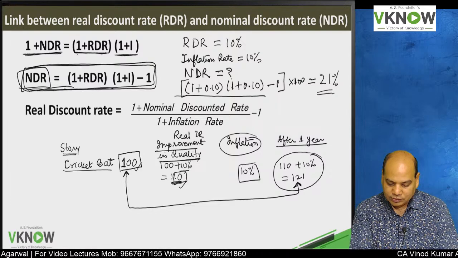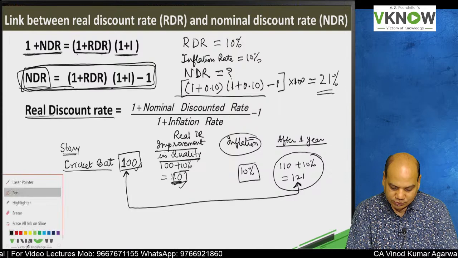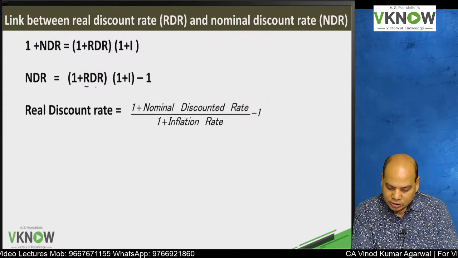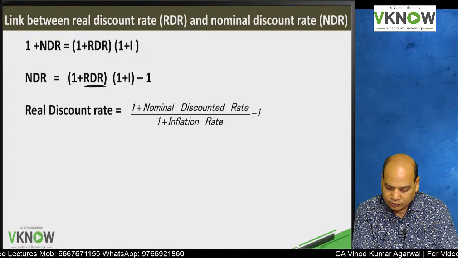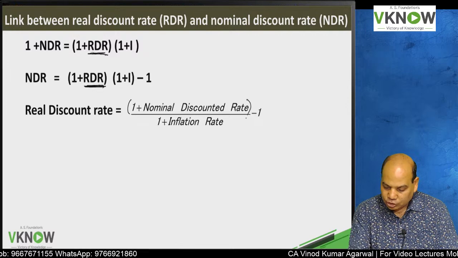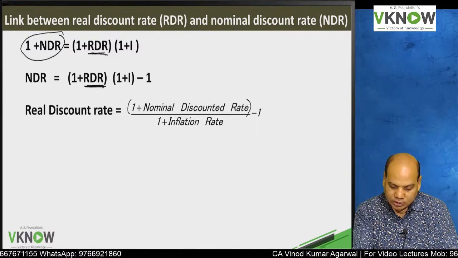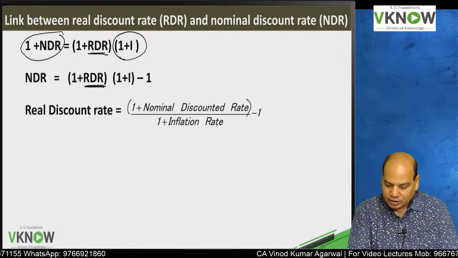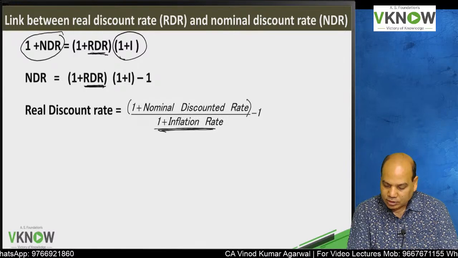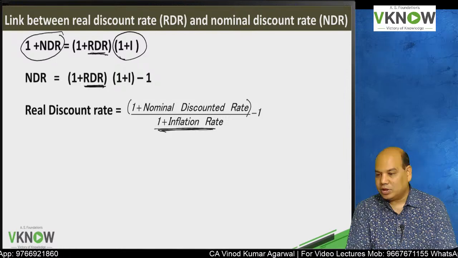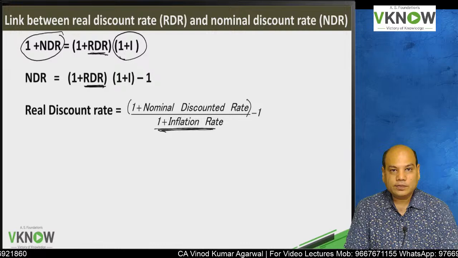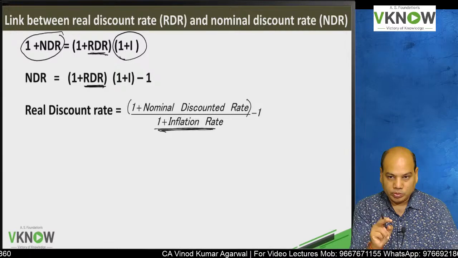For example, a reverse working question: real discount rate equal to, I want the real discount rate from this formula. So I will take 1 plus nominal discount rate, this figure, and divide by 1 plus inflation rate, minus 1. So that gives me the real discount rate. Depending upon the question, you may have to shift from nominal to real or real to nominal.